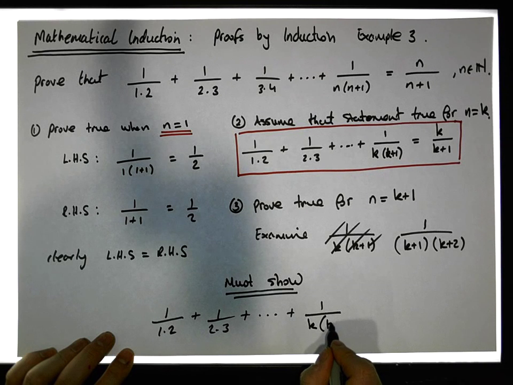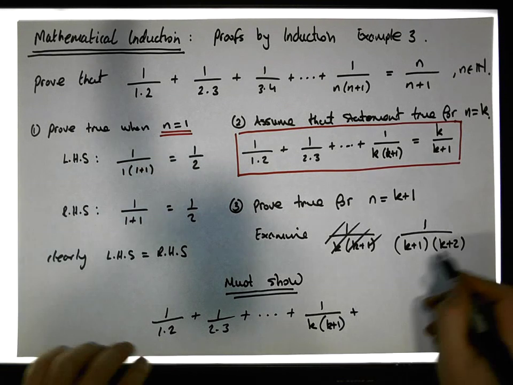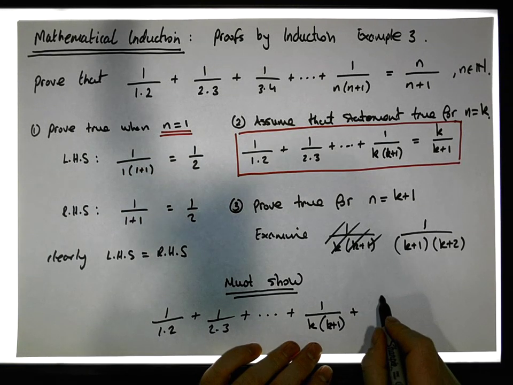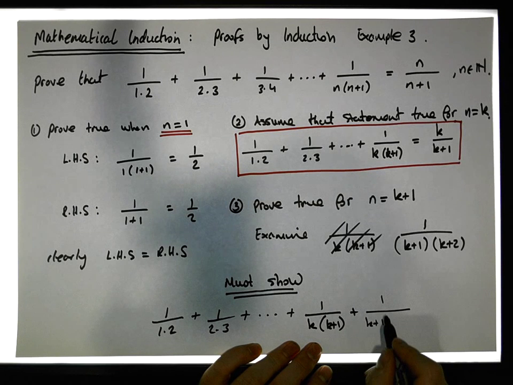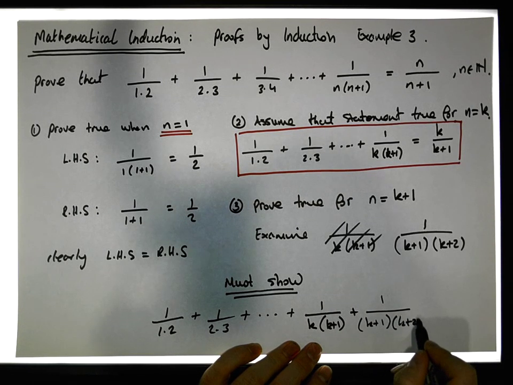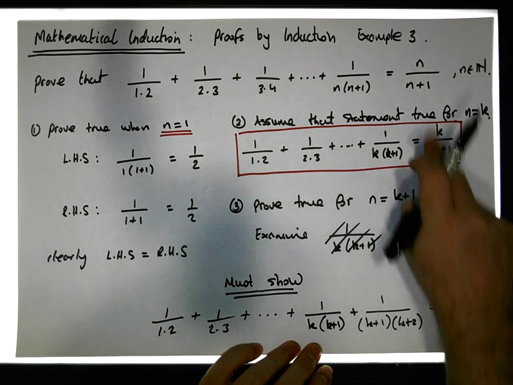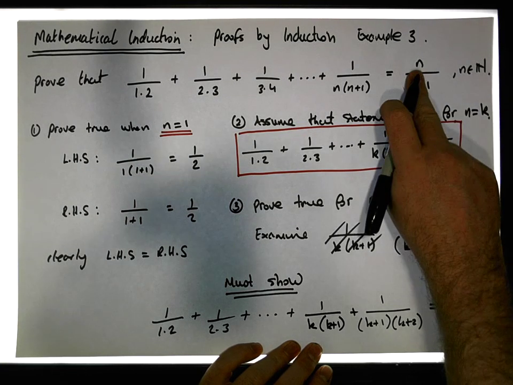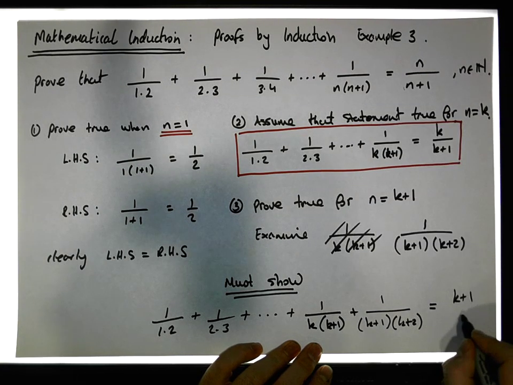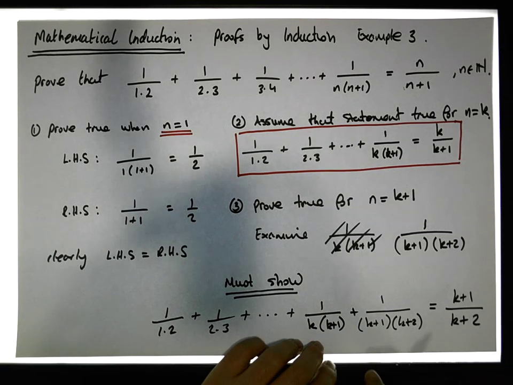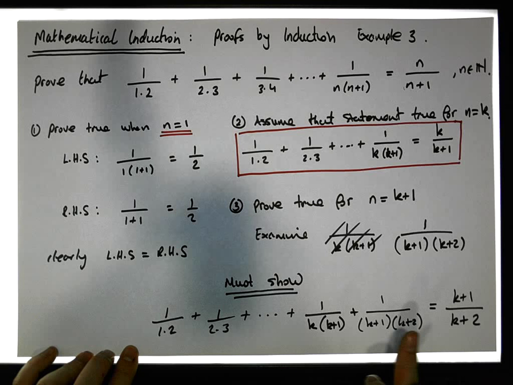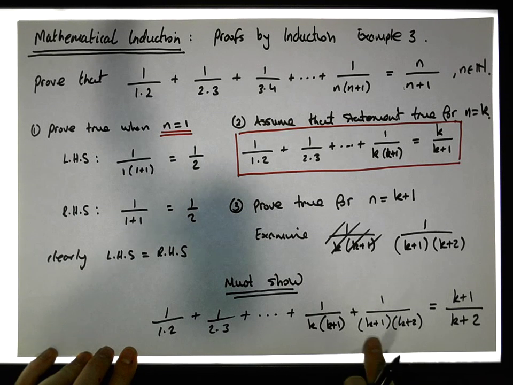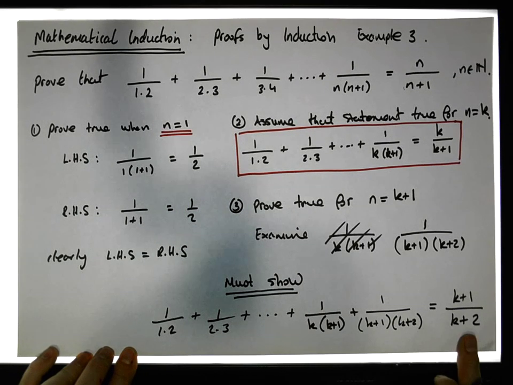Times k plus 1, plus the next term after it, which is 1 over k plus 1 times k plus 2. We have to show that that's equal to this thing here on the k plus 1th term. So n equal to k plus 1 would be k plus 1 over k plus 1 plus 1, which is k plus 2. So we need to show that the summation of this thing here, when we add on this k plus 1 term, actually comes to this particular value here.